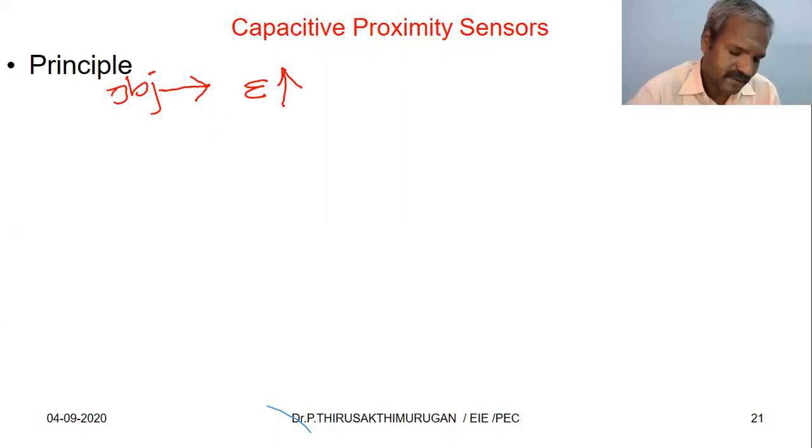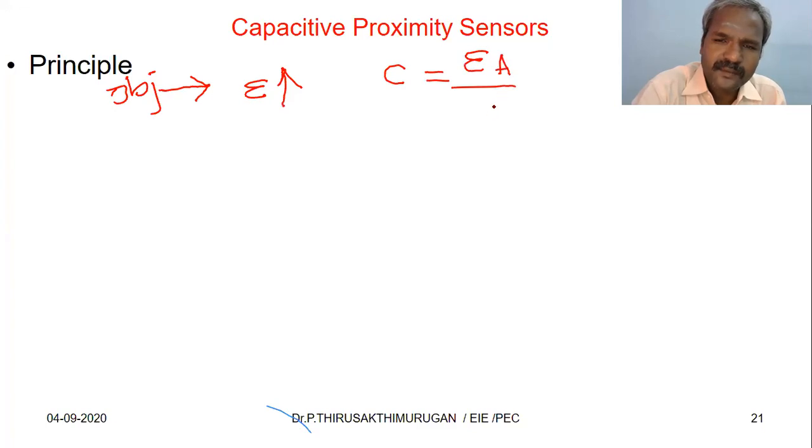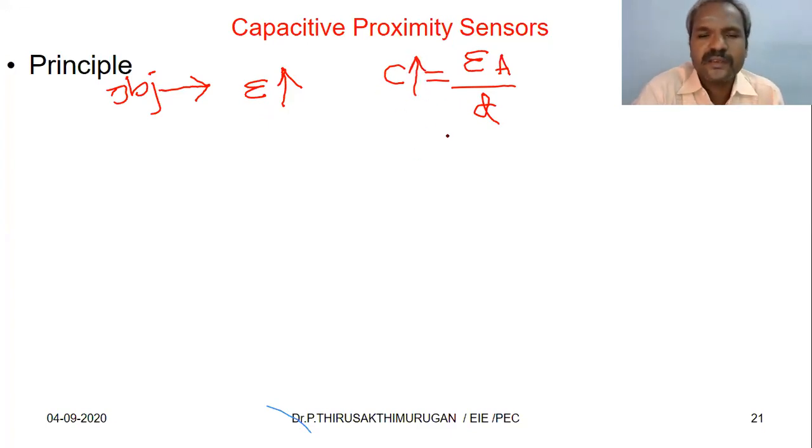You know that the capacitance C is equal to epsilon A by D. D is the gap between the two electrodes. Epsilon is the permittivity of that object. A is the area of cross section of the sensing portion or electrodes. So when the permittivity increases, the capacitance also increases. This capacitance generates the response for the output.